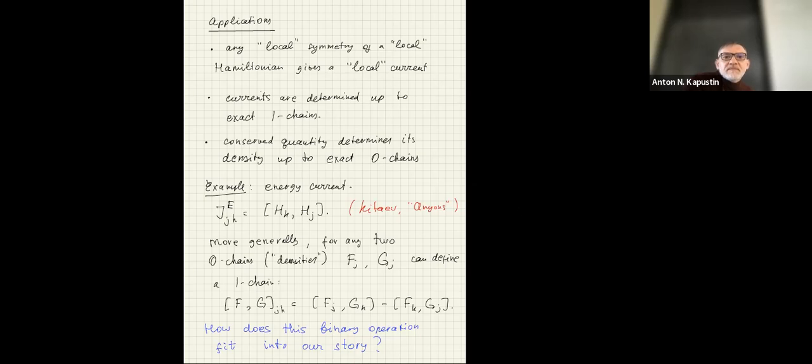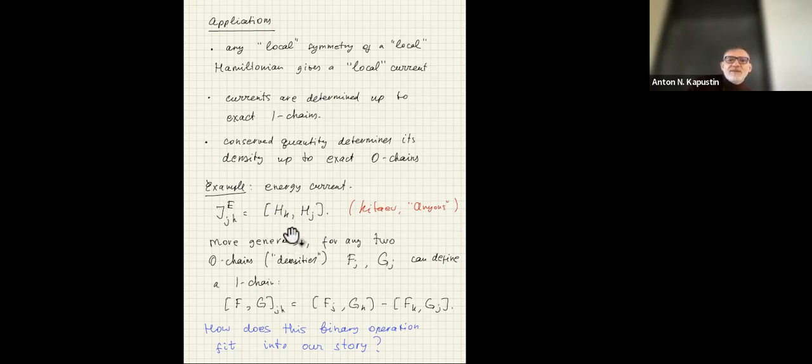Okay, so these are useful technical theorems because they tell you right away that any local symmetry or local Hamiltonian has some local current, for example. That's something sort of taken for granted in the physics literature. But if you ask, what is the density of energy in lattice models? For some reason, textbooks skirt this issue. But in reality, there's a very simple answer. This is the formula for the energy current.